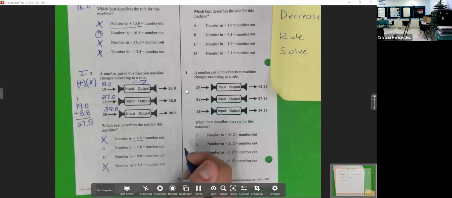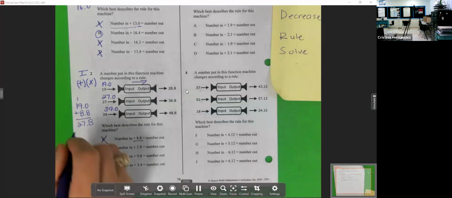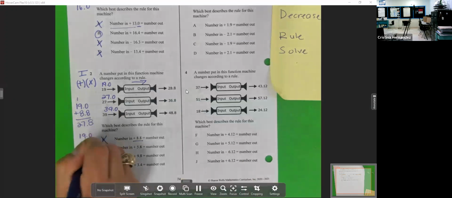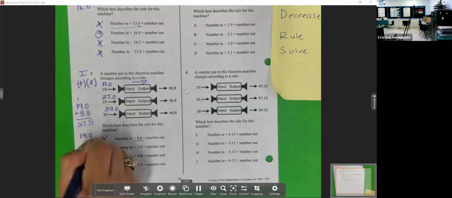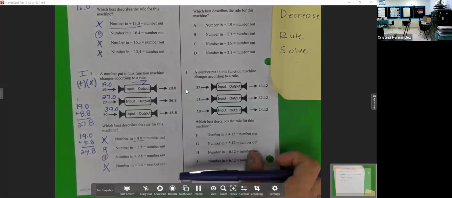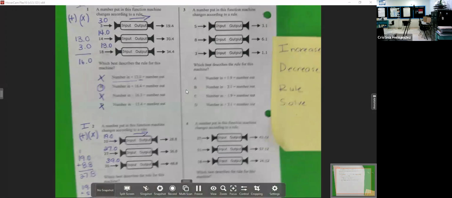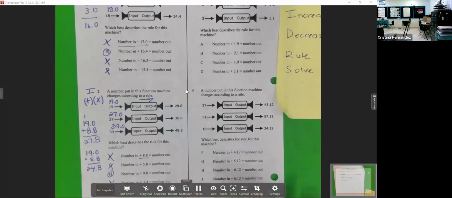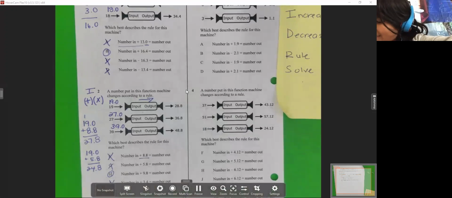And we're going to add 5.8 to 19.0. That is 24.8. So no, that's not the right answer. Bingo. Good job. All right, let's do number 3. Or did everybody get that one? Yes. Miss Hernandez. 3 is really easy.